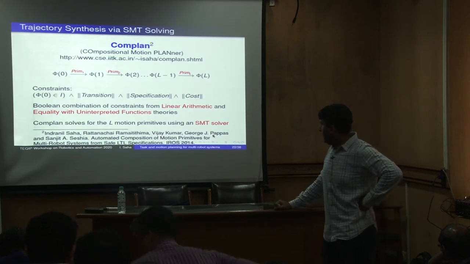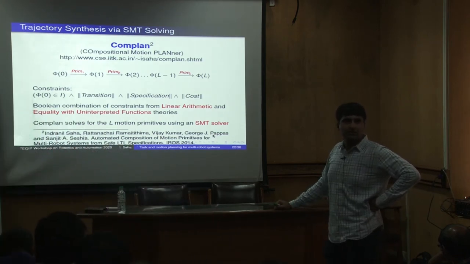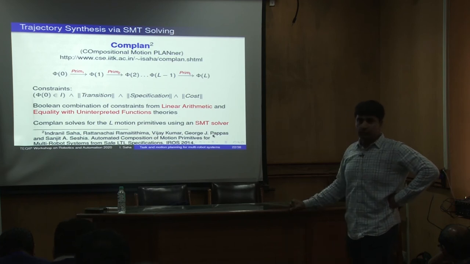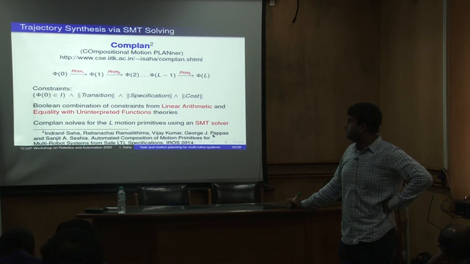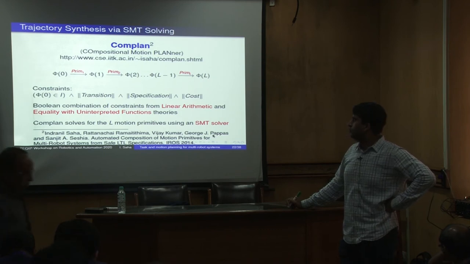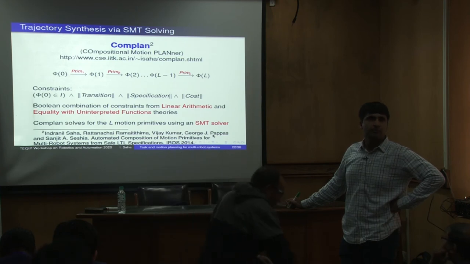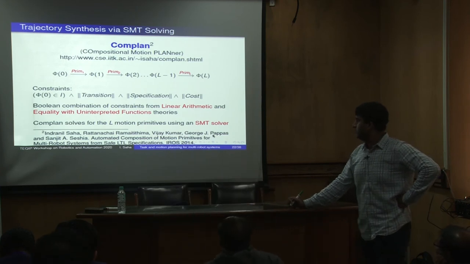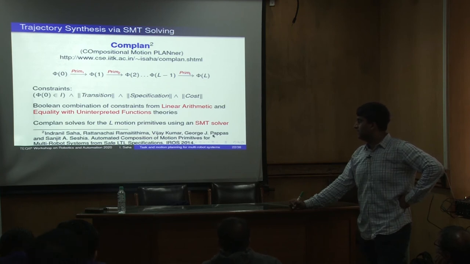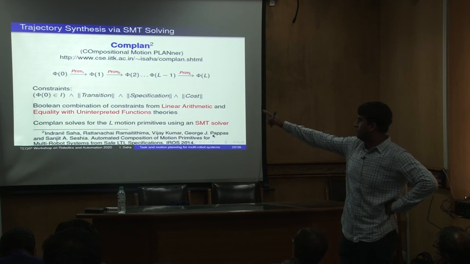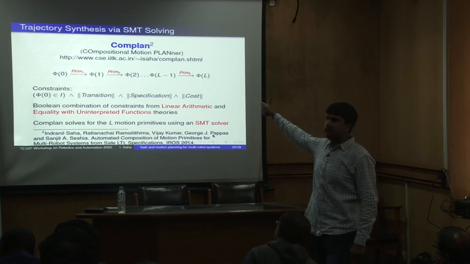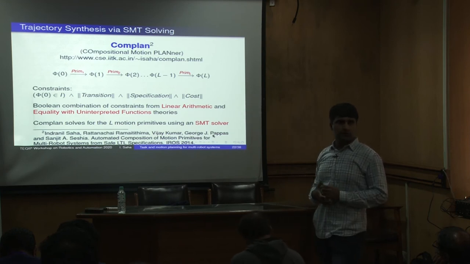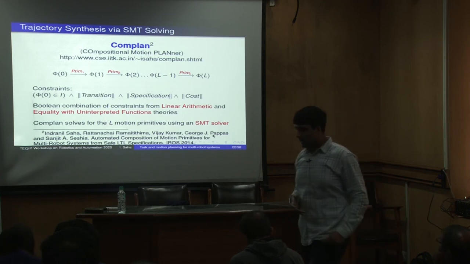So for that, as I mentioned, we have software to solve this planning problem. The software is called COMPLAN, which stands for compositional motion planner, and it solves this planning problem by invoking the SMT solver Z3. We want to synthesize a trajectory like this, where these primitives are the decision variables whose values you would like to decide.